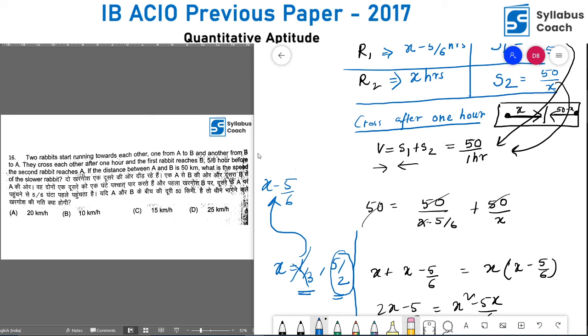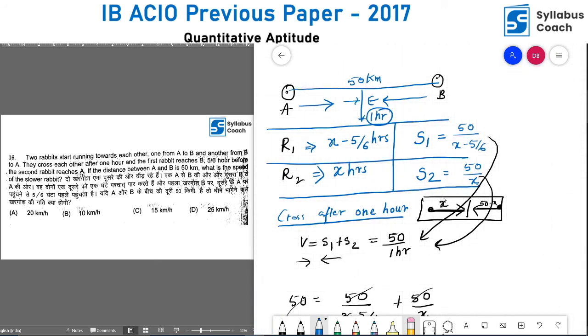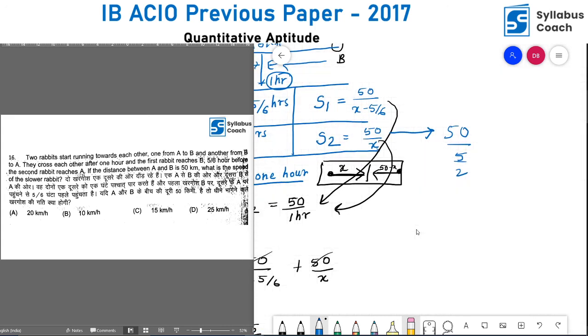They're asking us to find the speed of the slower rabbit. The speed of the slower rabbit is nothing but 50 by x, because 50 by x minus 5/6 is bigger than 50 by x. So I substitute x as 5 by 2. Now the speed of the slower rabbit is 50 into 2 by 5, so this becomes 20 kmph. Are you clear? So the answer for this question is 20 kmph. Thank you.